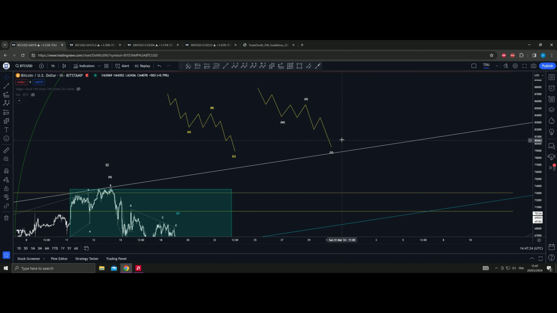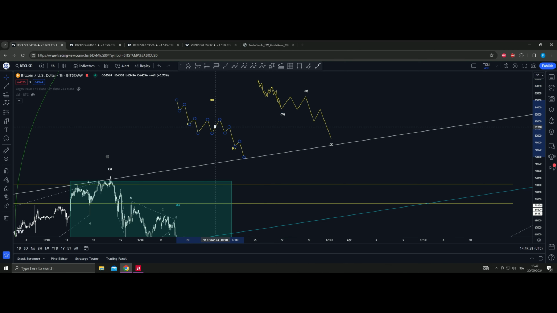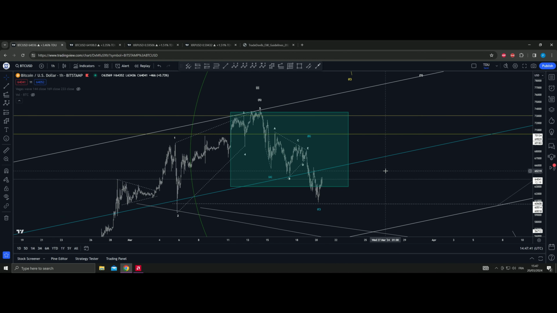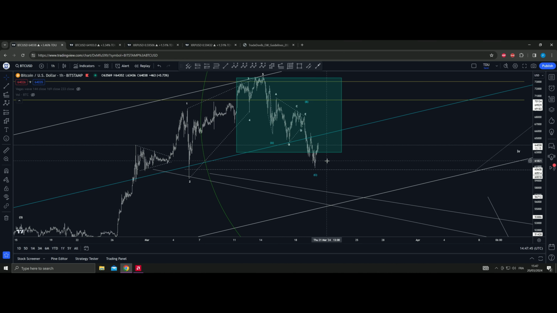Essentially, it's the same thing. It's just that here you have 1, 2, 3, 4, 5, 3, and another 5. So this would go there. I think that this is a good spot to long, and I did. Not financial advice.